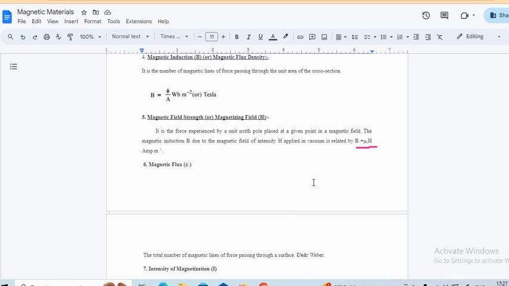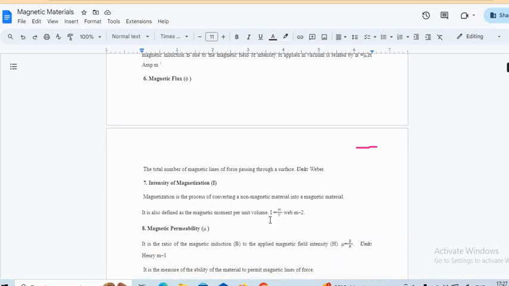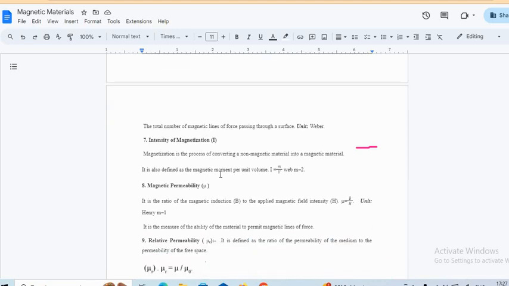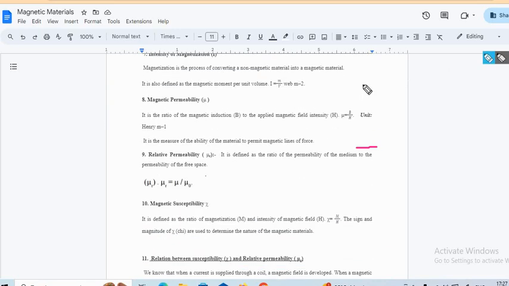Magnetic flux, the basic idea of the magnetic flux we have already discussed. Lines of force passing through a per unit cross-sectional area is called the magnetic flux. Now the intensity of magnetization, sometimes it is denoted by capital M or sometimes by I.